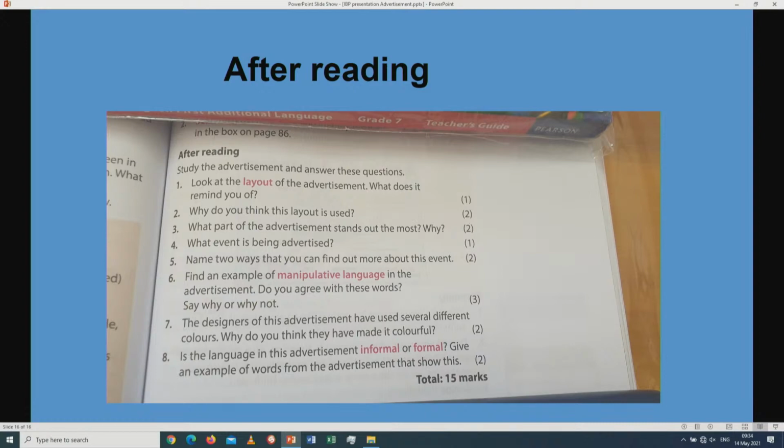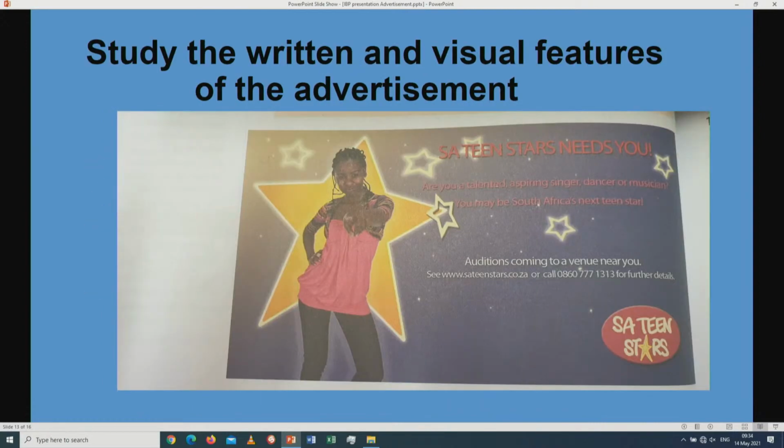Look at the layout of the advertisement. What does it remind you of? Perhaps I must go to the advertisement itself. Look at the layout of the advertisement. What does it remind you of?